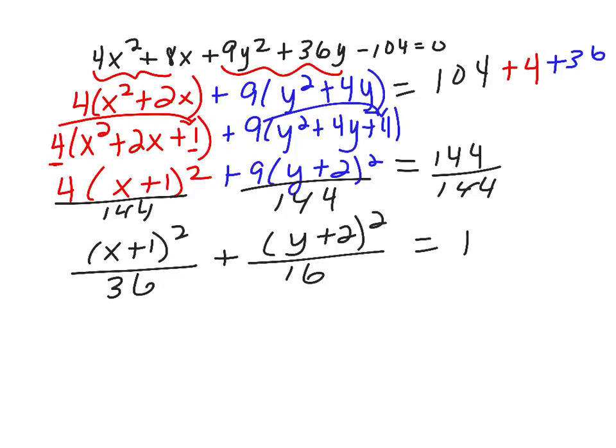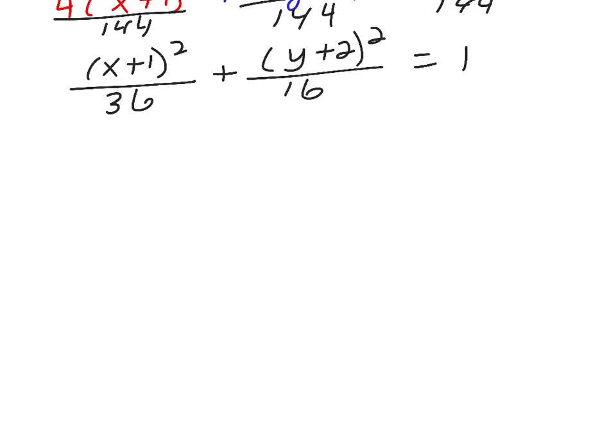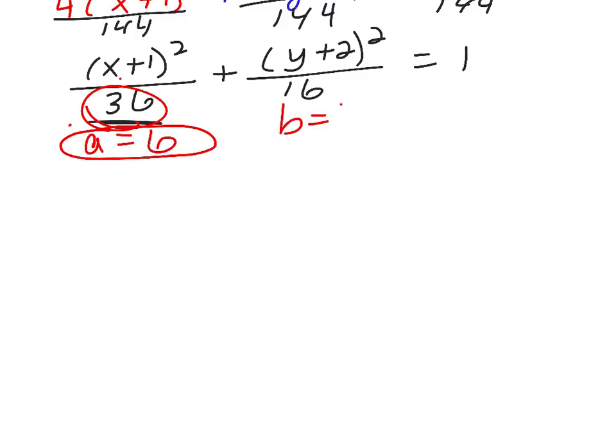Okay, so now I know this ellipse is going to be long up and down, because with an ellipse, your A is on your larger number, your larger denominator is your A. And since it's under the x, it's going to be elongated like this. So that means my A is equal to 6 and my B is equal to 4.